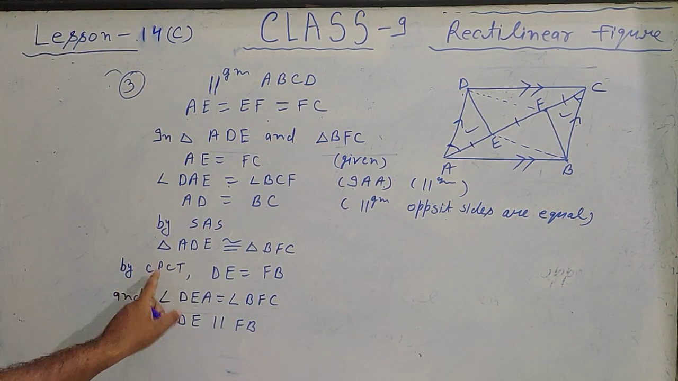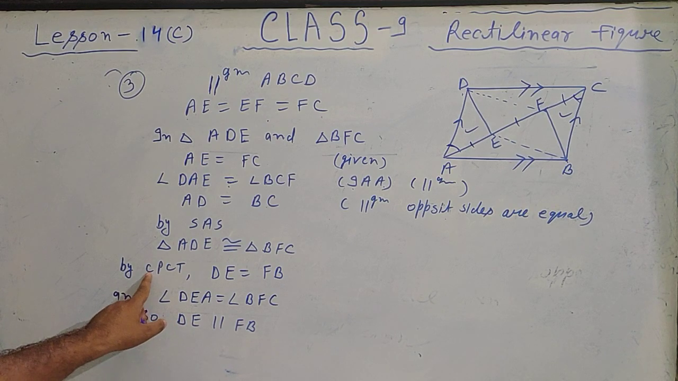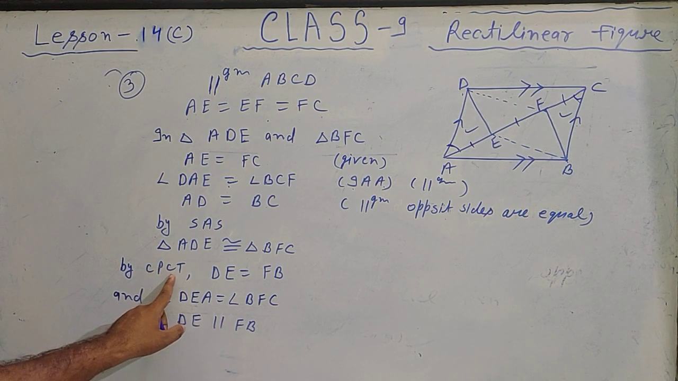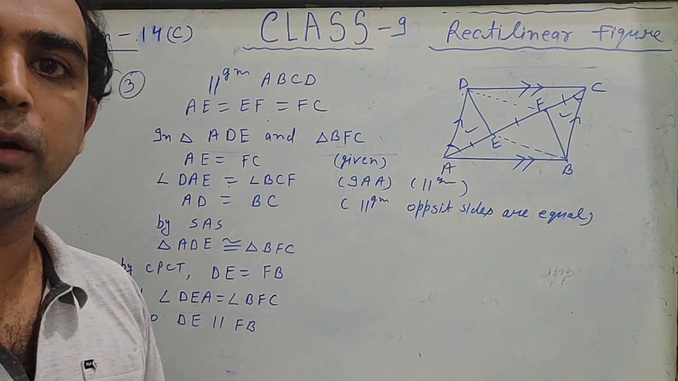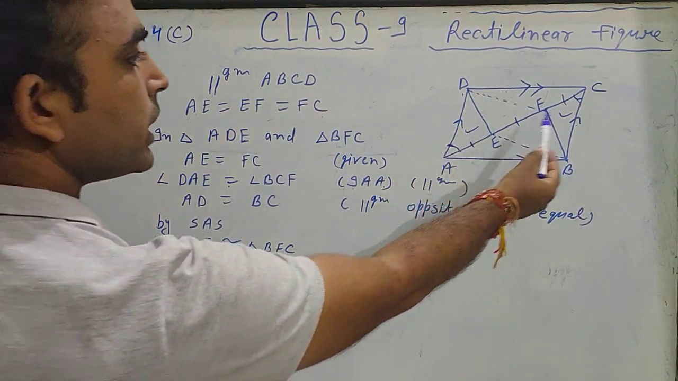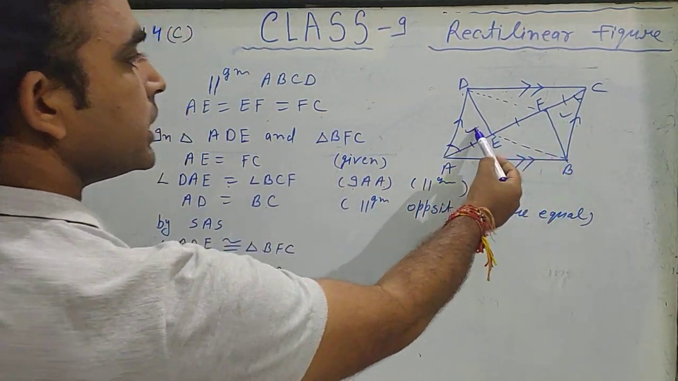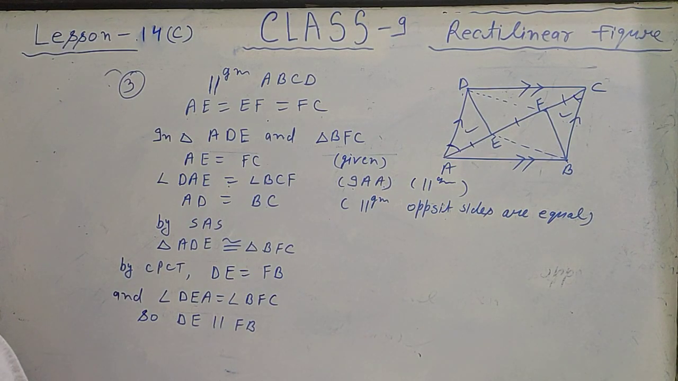By CPCT, you must have studied it. CPCT means corresponding parts of congruent triangles. Corresponding parts of congruent triangles means when we prove that both triangles are congruent to each other, then their other sides will also be equal according to their angles.